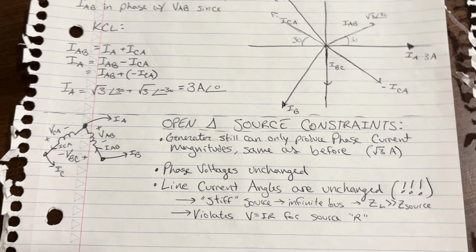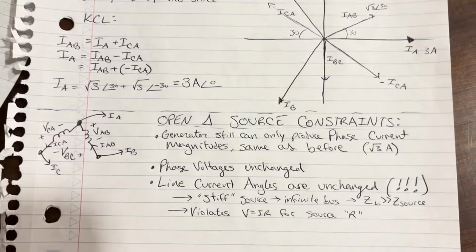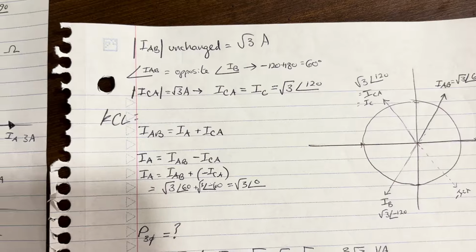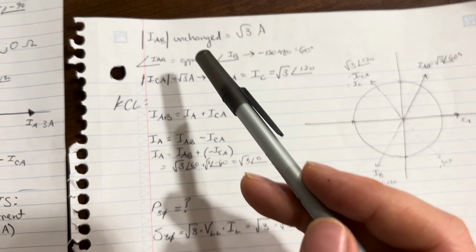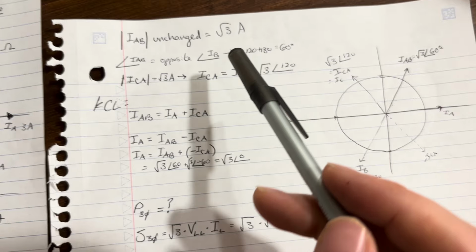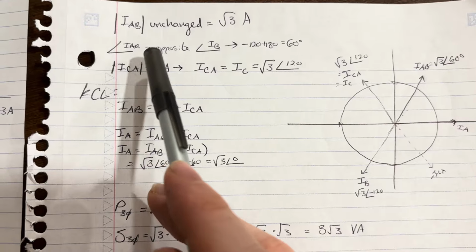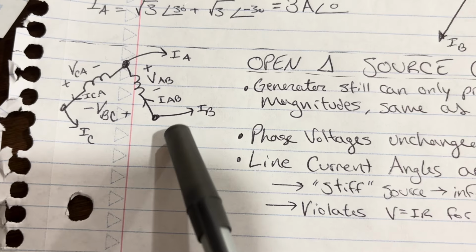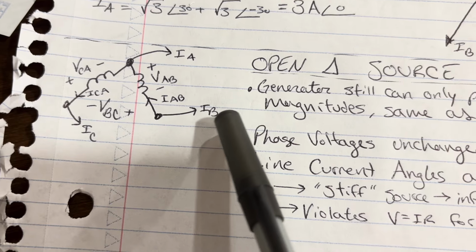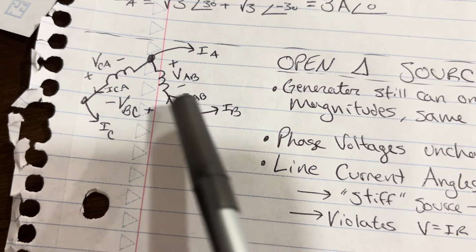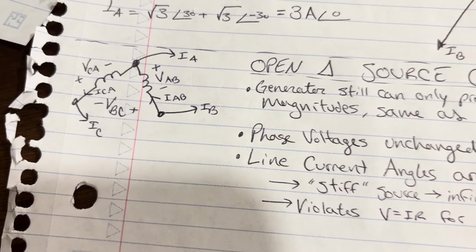So let's move on. How do we find the power? We know before we had 9 VAs or 9 watts. What can this guy produce if it's hooked up to the grid and it loses a phase? Well, let's see. We just said that the magnitude of the phase current is unchanged at square root of 3 amps. Now the phase angle of IAB, well, clearly that just has to be the opposite of the line current angle IB. If this is fixed, there's only 2 currents in this node. So IAB is equal and opposite to IB.